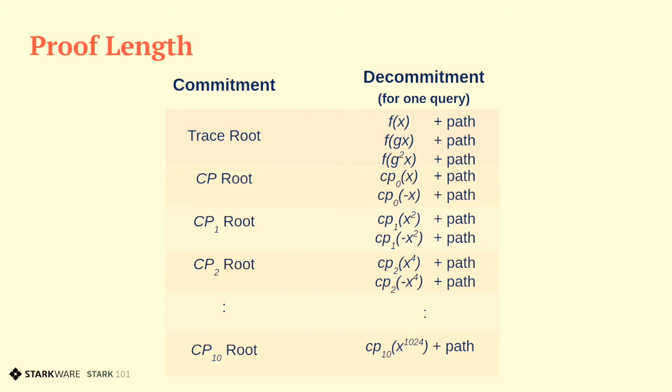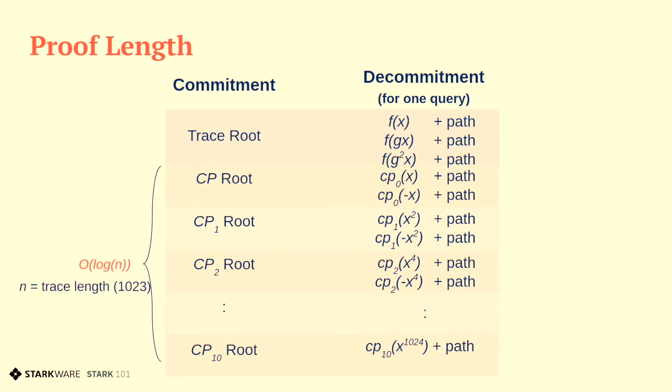So this is the data that for each step the prover sent to the verifier. For the first layer, for the trace root, you need to send 3 elements, and for each element the authentication path. And then for each FRI layer, we need to send 2 elements and the authentication path. The first 3 elements are in order to convince the verifier that the transition between the trace and the composition polynomial was done correctly. And then each 2 consecutive elements are in order to allow the prover to convince the verifier that the transition between each 2 FRI layers was done correctly.